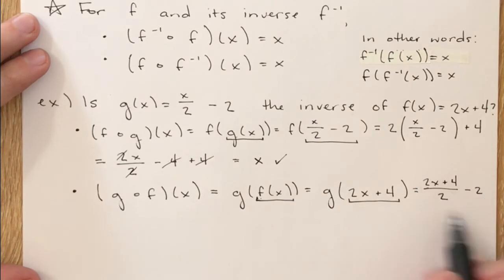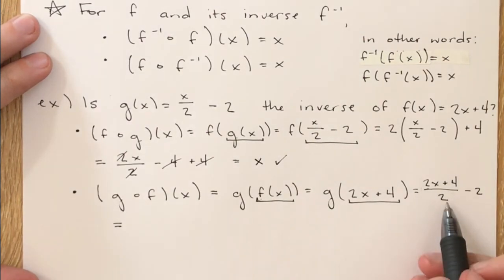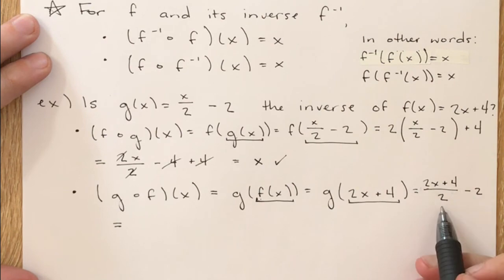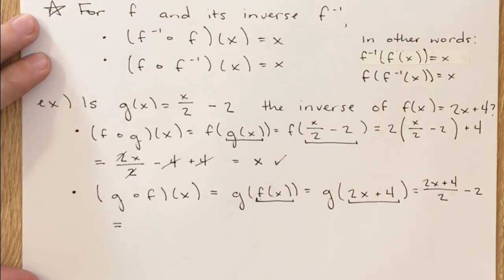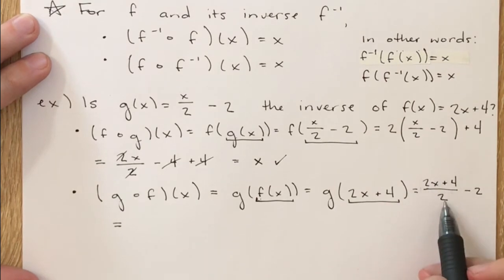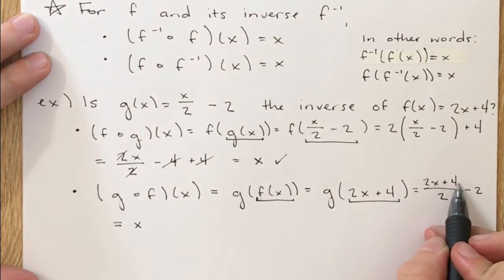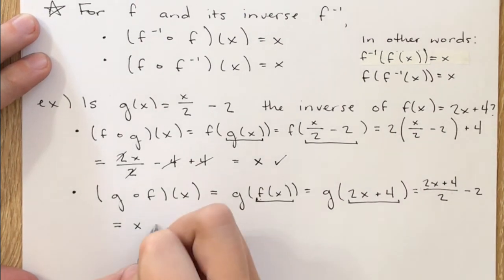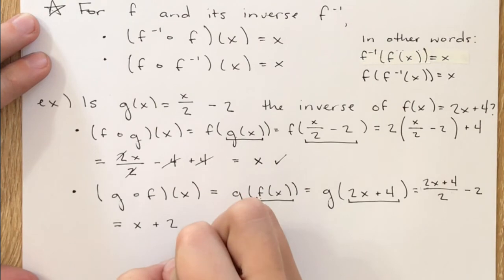So again, this doesn't look like x necessarily. Let's do some simplification to see what's going on. So we've got 2 in the denominator. That means we need to divide every term by 2 here. So I divide my first term by 2. 2x divided by 2 is just x. Then I have 4 divided by 2, which is 2. And then minus 2.